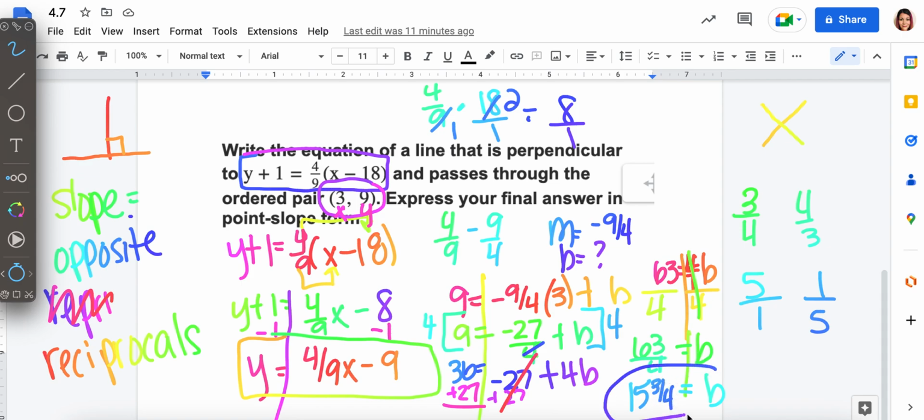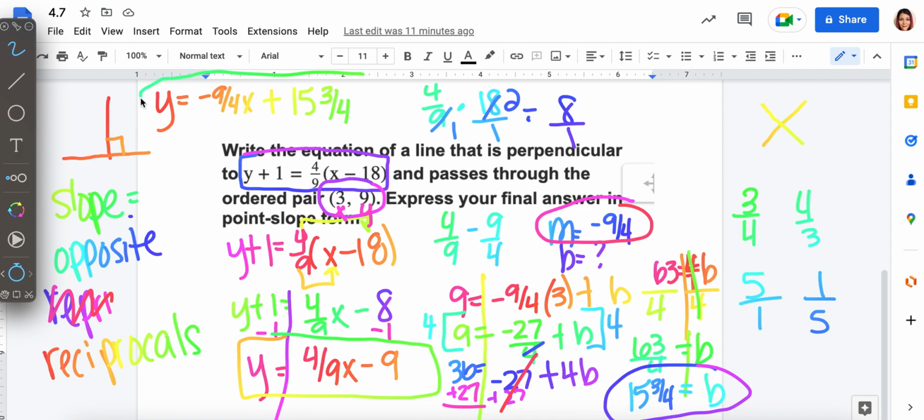So we know our b, 15 3/4, and we know our slope, negative 9/4. So I'm going to write it in y equals mx plus b now. So remember when we're writing the general equation for the whole line, we leave out y and x. So y equals mx, so the m is negative 9/4, x plus b, so plus 15 3/4. And this is our line that is perpendicular to this line right here.